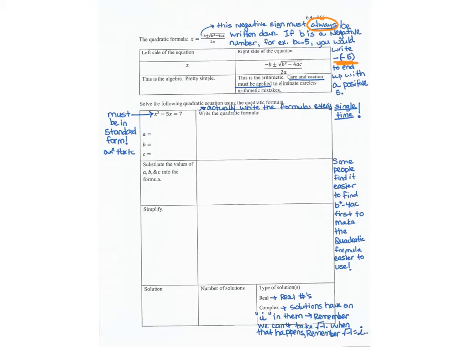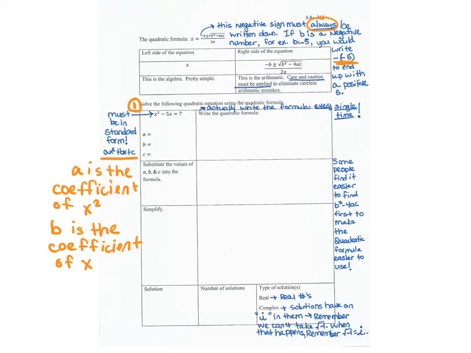So let's talk about this A, B, and C and where they come from and how we put them into our quadratic formula. So if you look right here, it says solve the following quadratic equation using the quadratic formula. So that's going to be our first example. And I've made you a note that says it must be in standard form. Standard form is ax squared plus bx plus c.